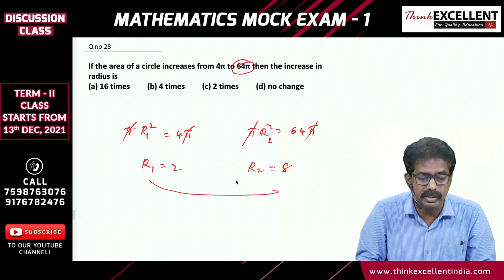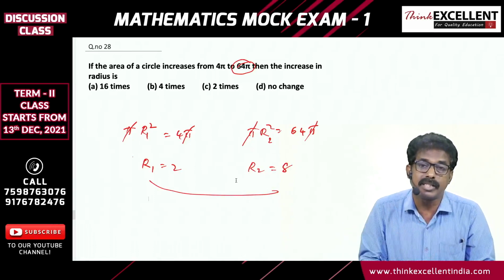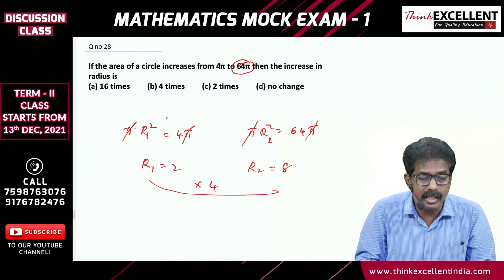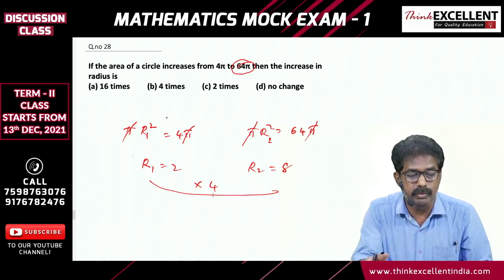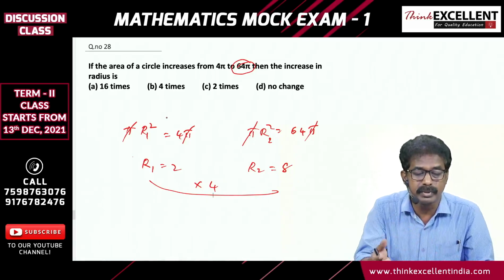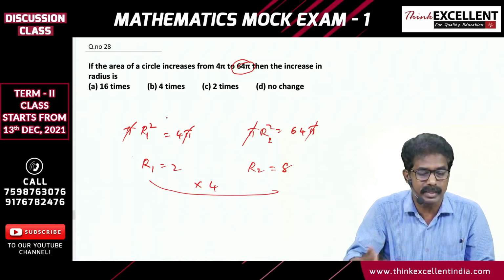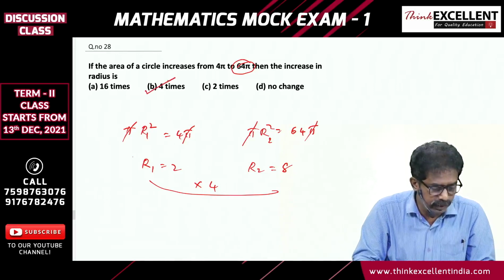So the radius 2 has now changed to 8. How many times? 2 into 4 is 8, right? So the area goes from 4 pi to 64 pi. Radius, how many times did it increase? Earlier it was 2, now it is 8. That means 4 times it increased. So B is the correct answer.